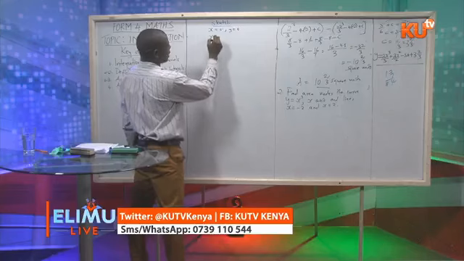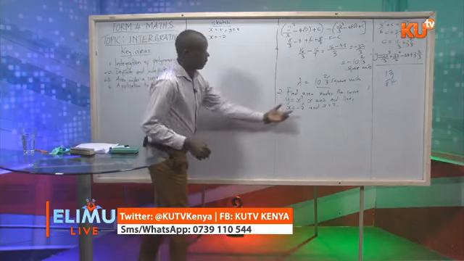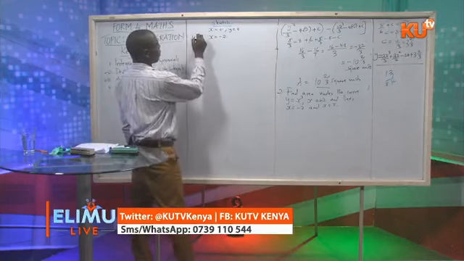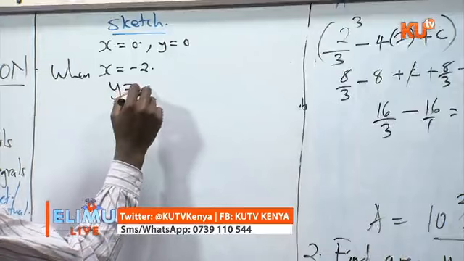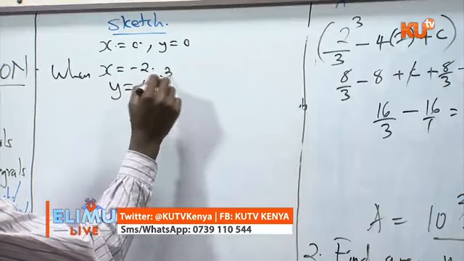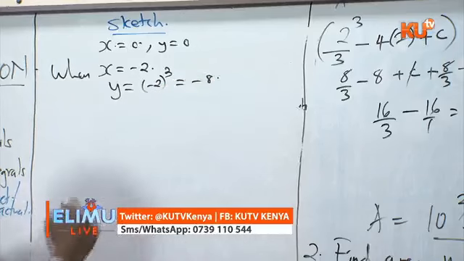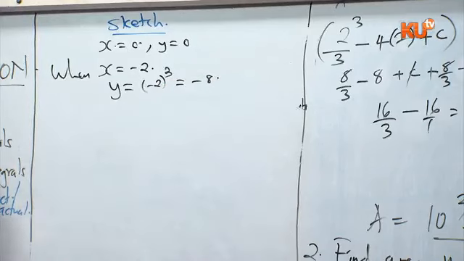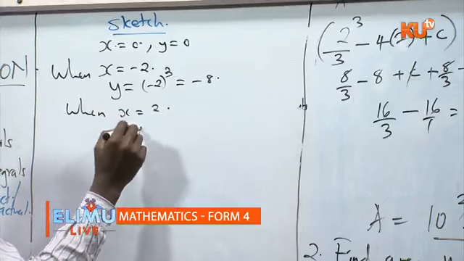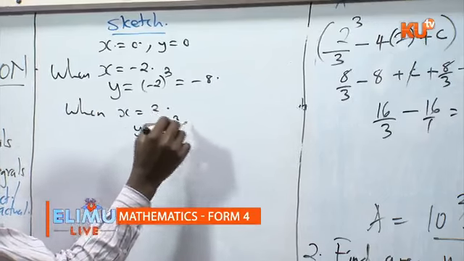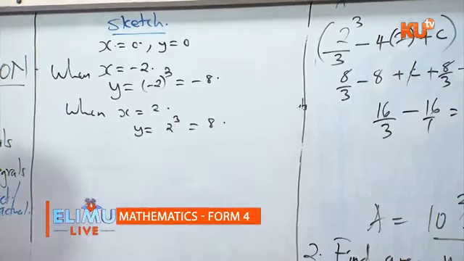Then when x is negative 2, as it is given here, we shall have y equal to negative 2 cubed. So that is negative 8. And when x is equal to 2, y will be equal to 2 cubed, which will be 8. So we have positive 8 and negative 8.